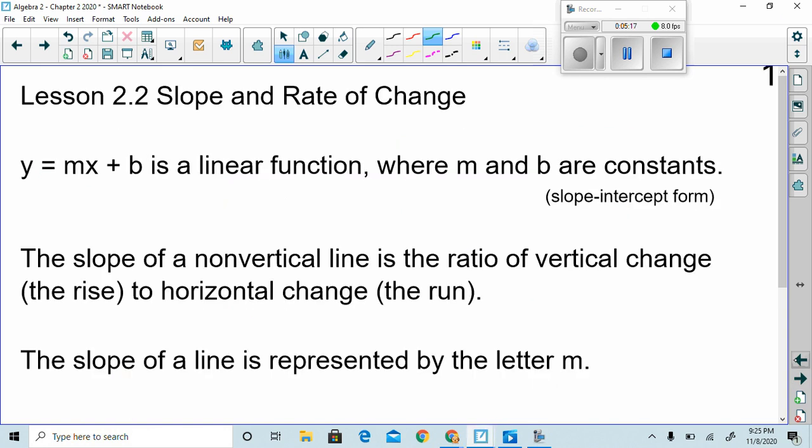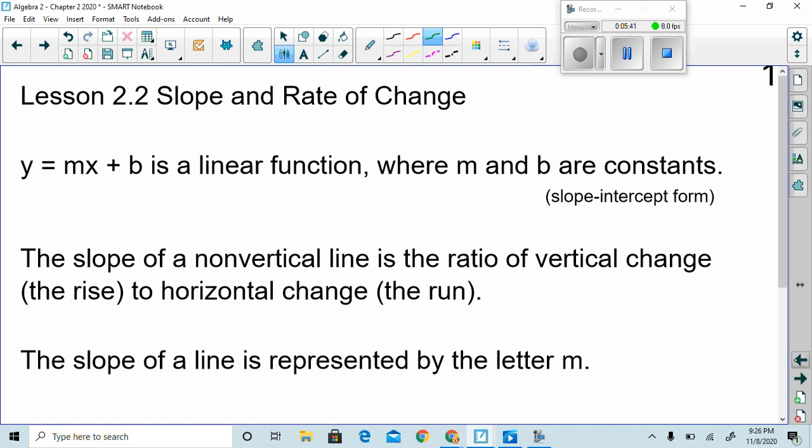So today I want to move on to the second section in chapter 2, and that's called slope. Now slope is the slant of a line, it's the steepness. We're going to be talking about rate of change, how it changes over a particular distance. We're going to be using function form again, and this time we're going to be referring to this as the slope-intercept form of the line. y = mx + b.